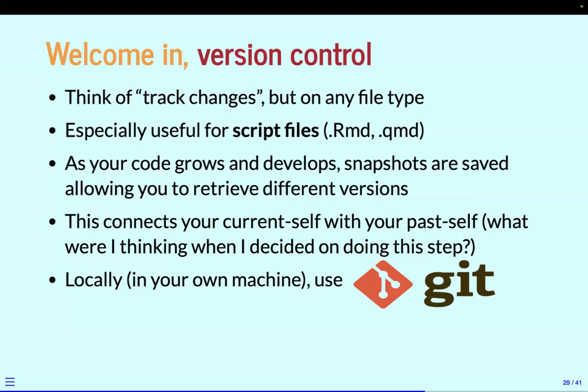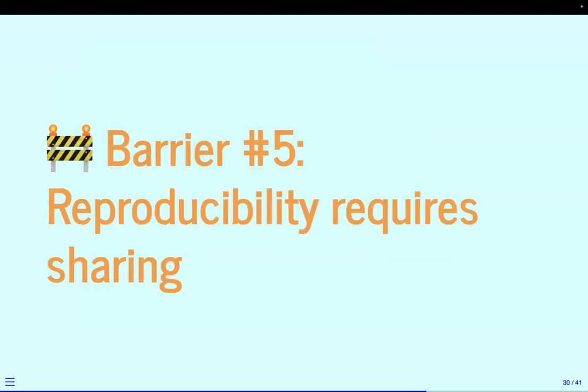However, one issue, or one barrier here, is that Git works locally on your computer. So we know one barrier for reproducibility, especially if you want somebody else to reproduce your work, is that somebody else has to have access to your work. So we have to make that available so people can see it. Reproducibility, the full spectrum of that, requires sharing.